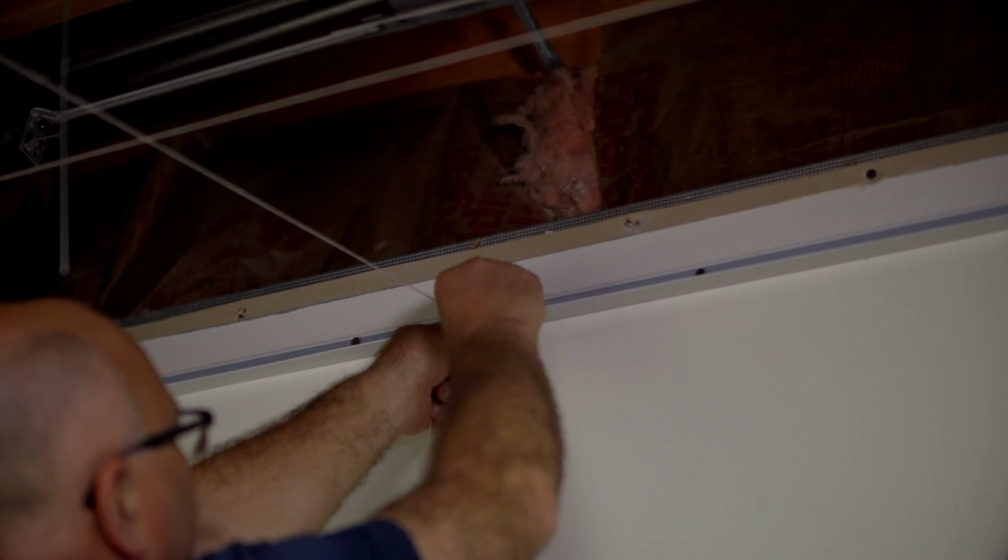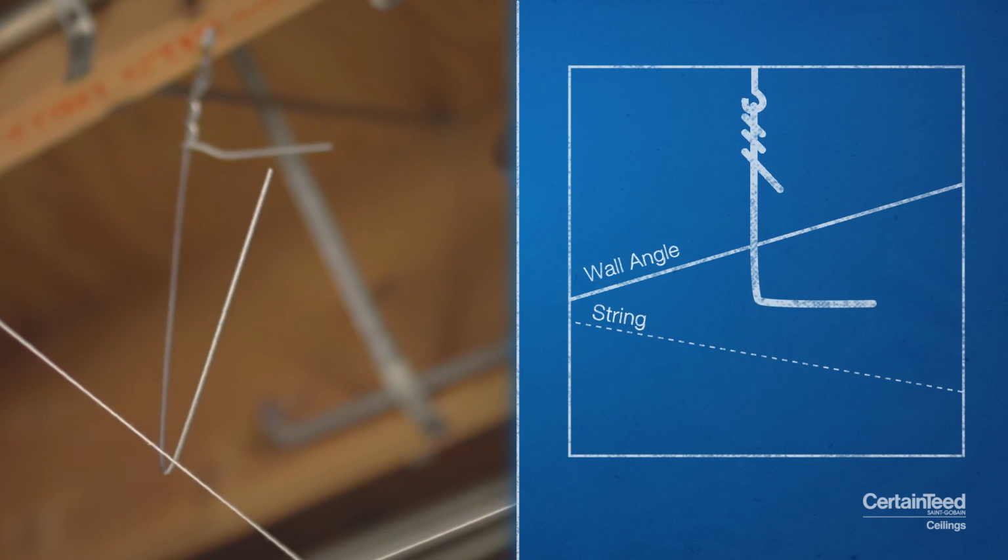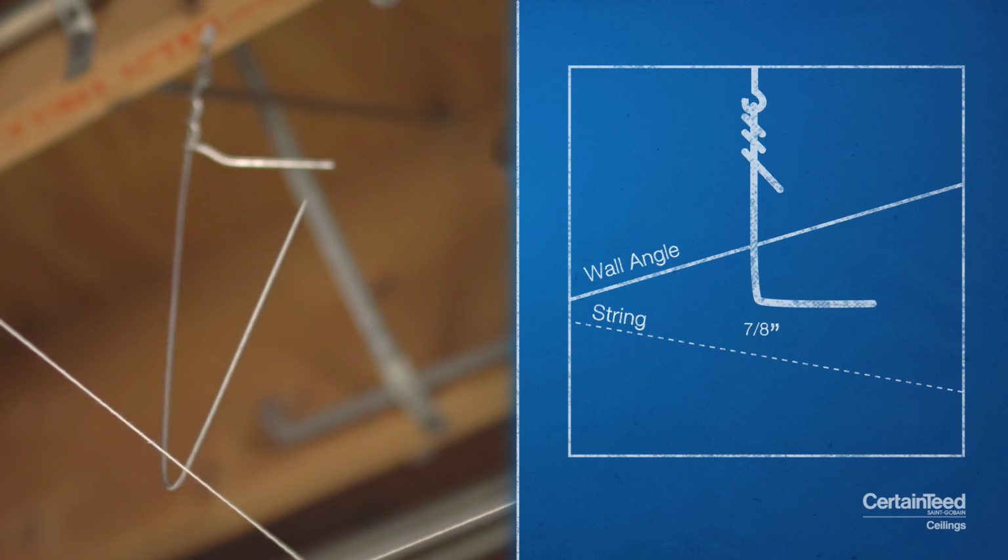Follow the same process to locate and secure the cross tee strings. In this case, make sure the location of the string is at the center of the cross tee slot. As you can see, we offset the string a 1/2 inch to locate the edge of the main tee. Last, use pliers to bend the hanger wires at a 90-degree angle, 7/8 of an inch above the string.